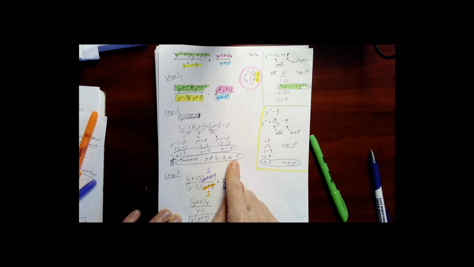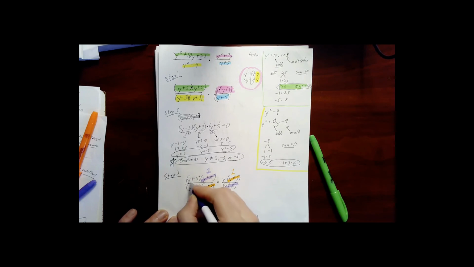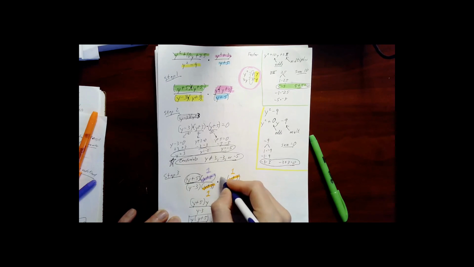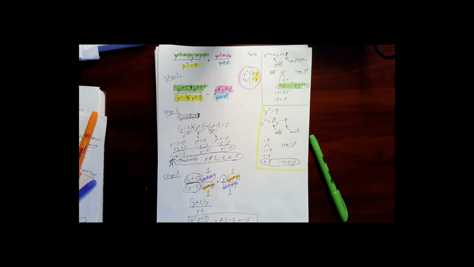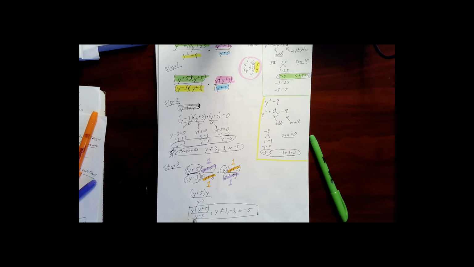Last but not least, step number 3 is we started to look for what we can cross cancel, and you'll recognize that what I have left is y plus 5 and y, and in my denominator I ended up with a y minus 3. Everything else canceled out. All the other factors canceled out. So as a result, this was my final answer with the constraints added on. So I had my simplified fraction with my constraints.